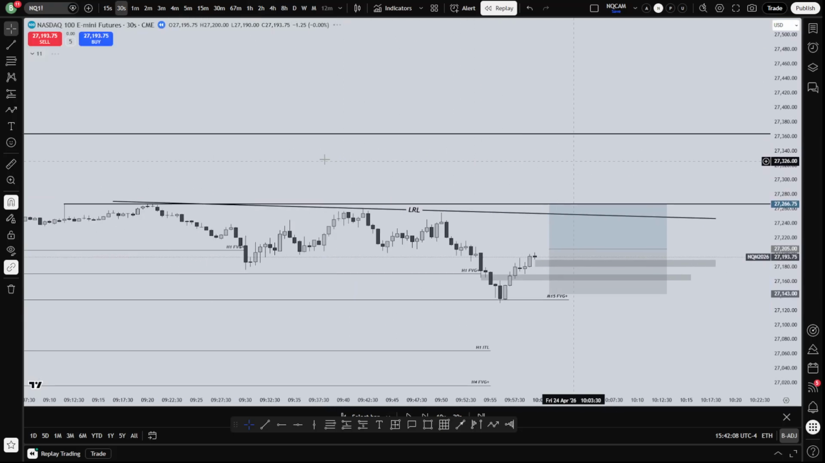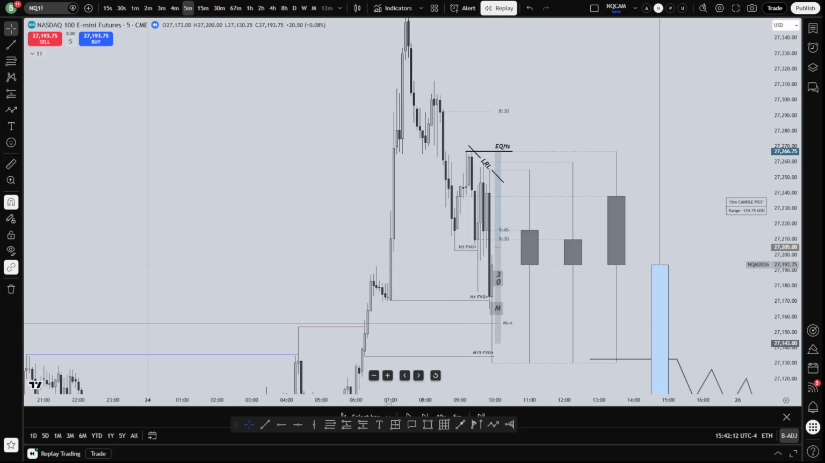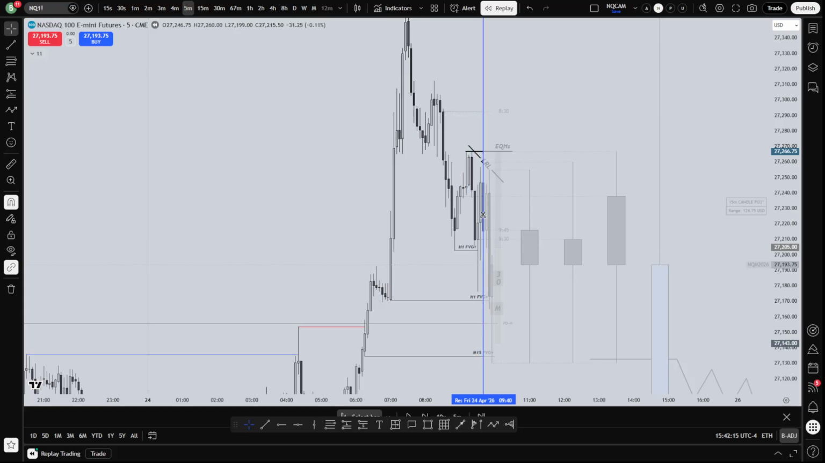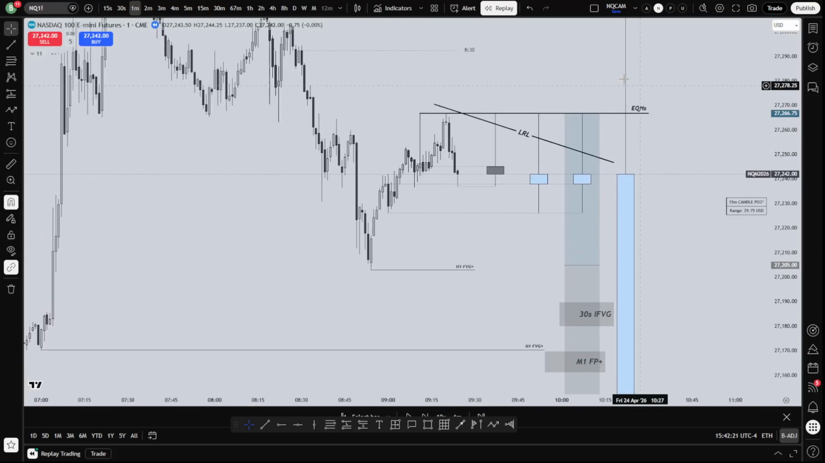Let me just go to the 30-second. So let's go to market open. So here it is. So let's play price at market open. So we have the hourly gap right here.